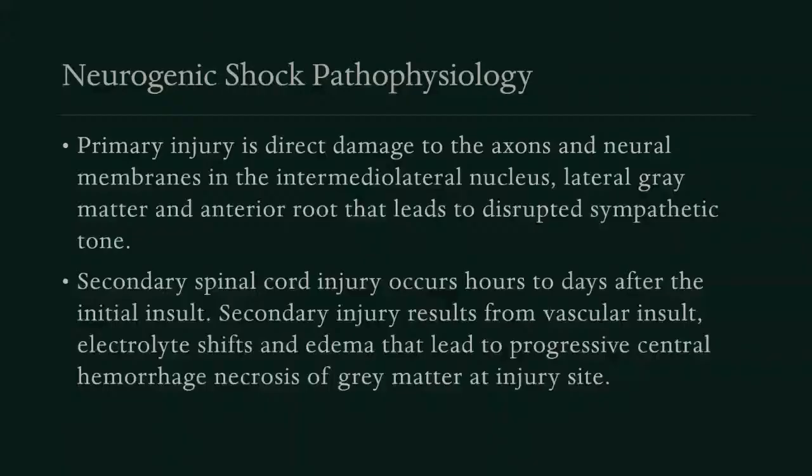And then secondary spinal cord injury occurs hours to days after the initial insult. Secondary injury results from vascular insult. So you can have a hypovolemic hemorrhagic shock that leads to not enough blood flow through the vertebral artery. As a result, your spinal cord will be thirsty, it will not be doing what it's supposed to be doing, and then it will crash. So you can have a hemorrhagic shock that leads to a spinal shock.